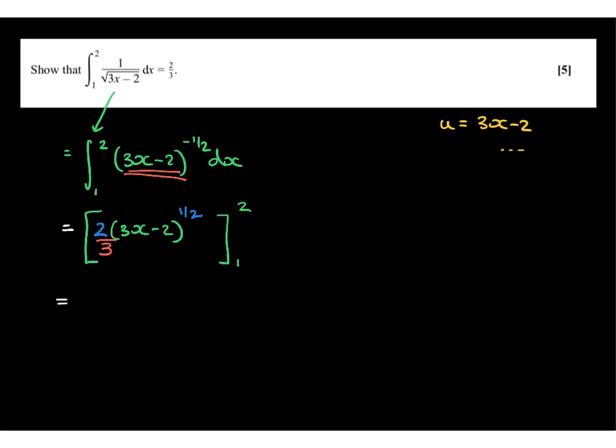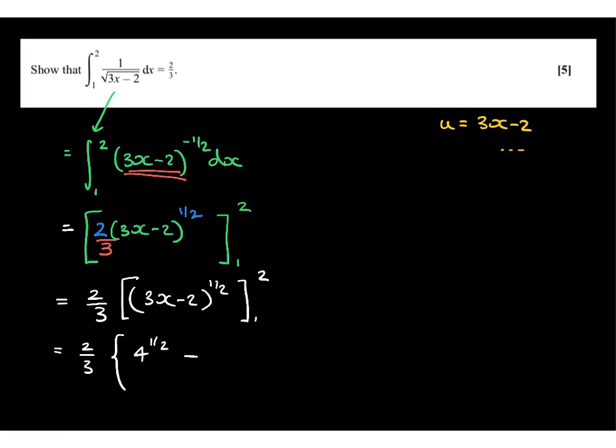Now, a simpler way of doing this is to take the 2/3 out as a common factor and then input the limits into this part, and then just make sure that everything is multiplied by 2/3 at the end. So inputting the upper limit of 2 gives me 4 to the power of 1/2, and inputting the lower limit of 1 gives me 1 to the power of 1/2. So my final answer is simply 2/3.